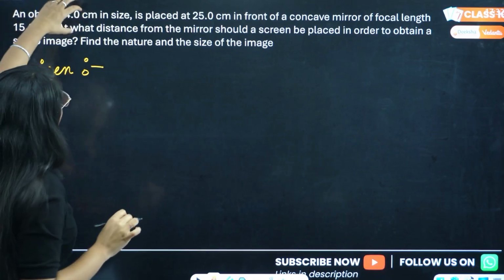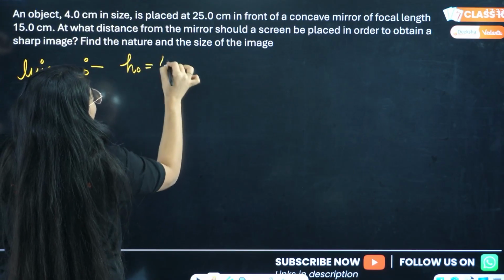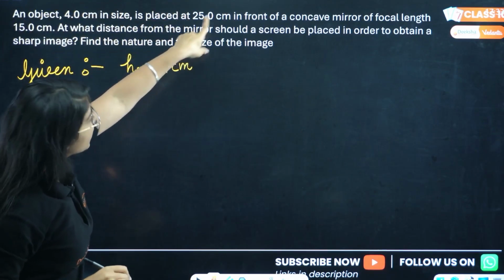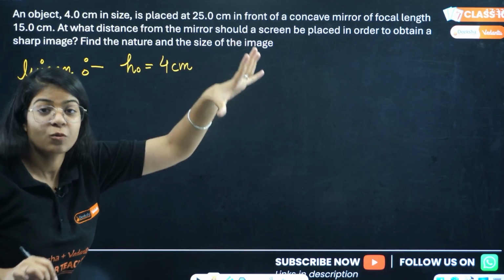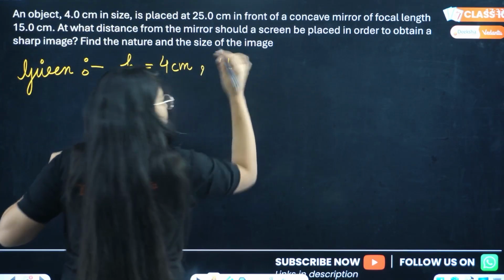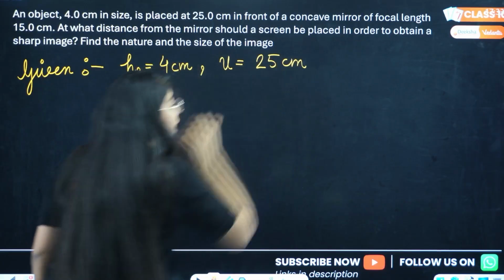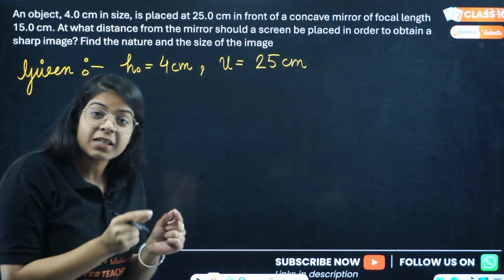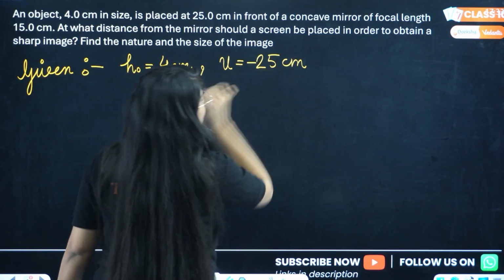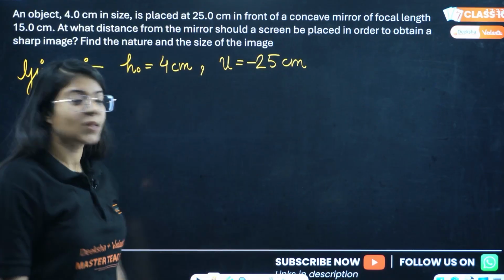An object 4 centimeter in size, that means the height of the object is 4 centimeter, is placed at 25 centimeter in front of a concave mirror. So much information. So the object is placed at 25 centimeter, that is, object distance is equal to 25 centimeter. But there is a catch here. The object distance always has a negative sign. So it is not 25 centimeter, it is minus 25 centimeter. U is always negative.